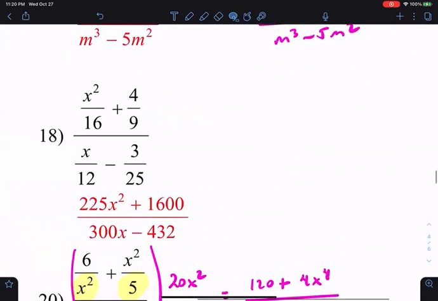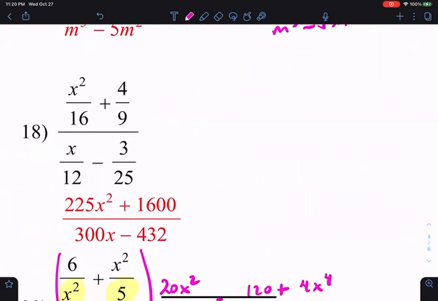So this one, the common denominator here will be multiplied by 9. Here will be multiplied by 16. If you multiply those two numbers, you get 144, right? So I can multiply here by 12 and I get 144 again. So no problem with that, right? So common denominator basically is 144.